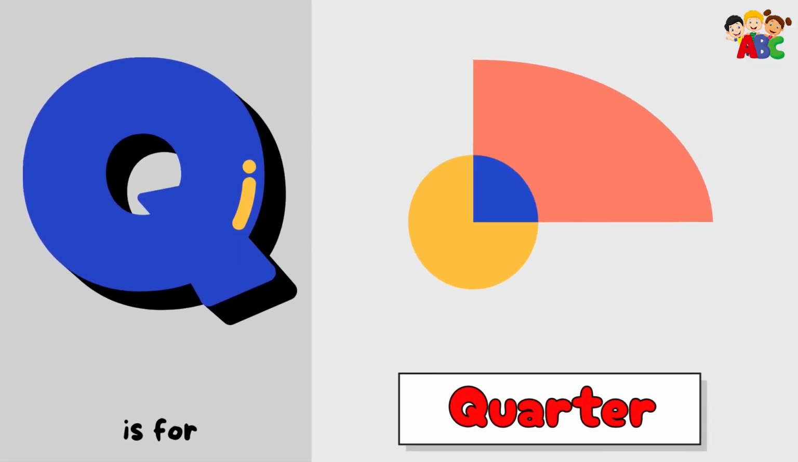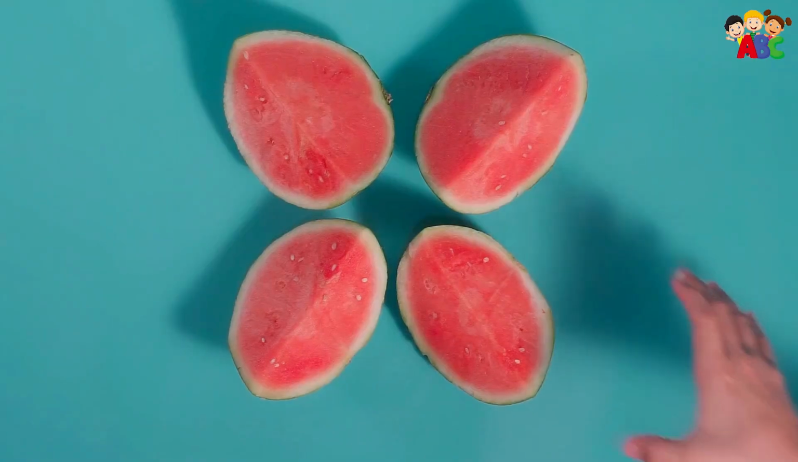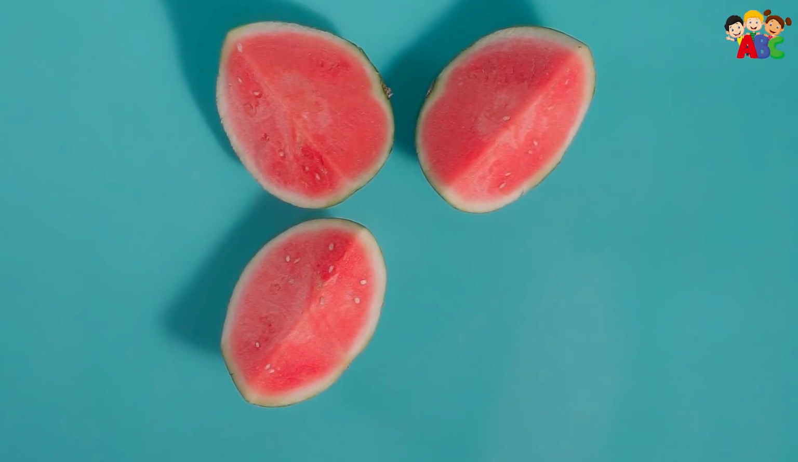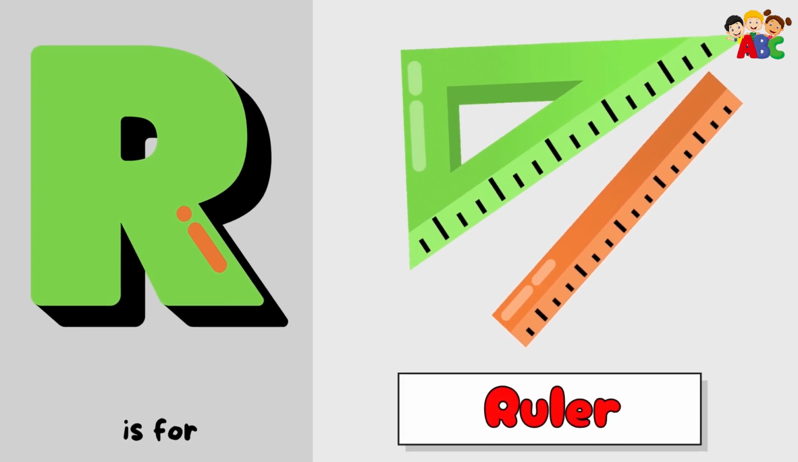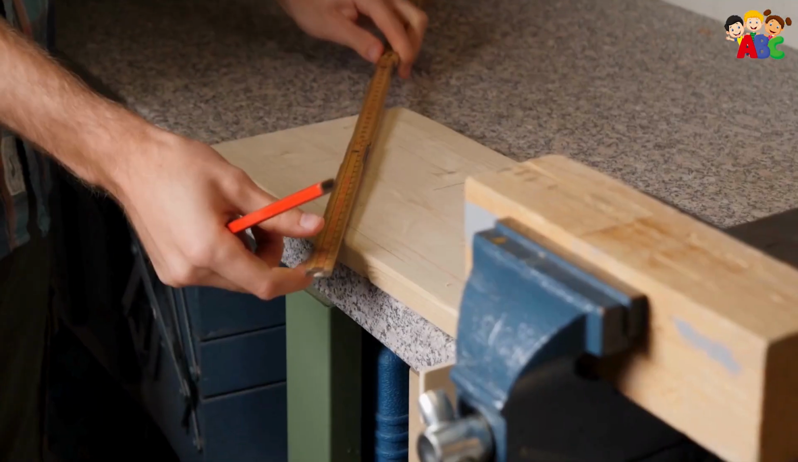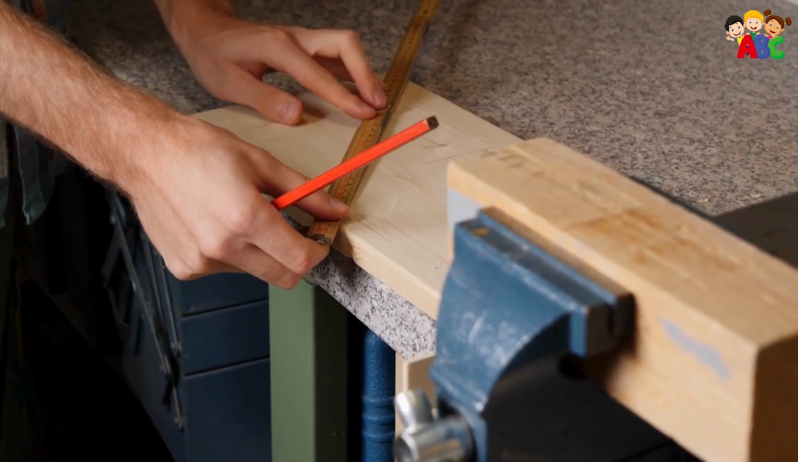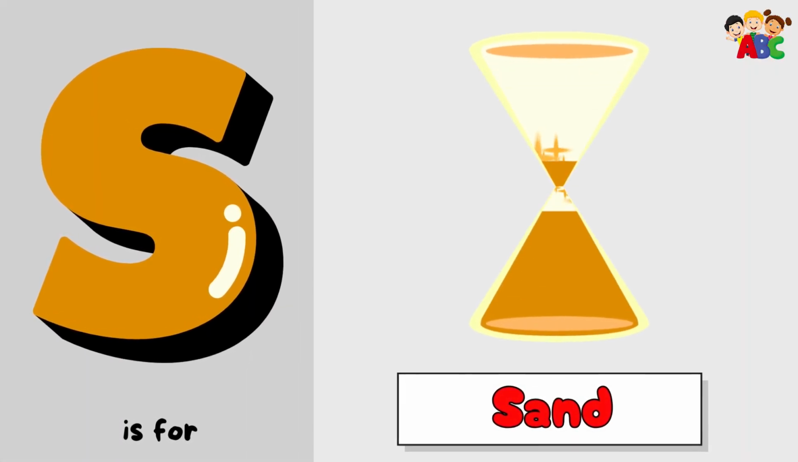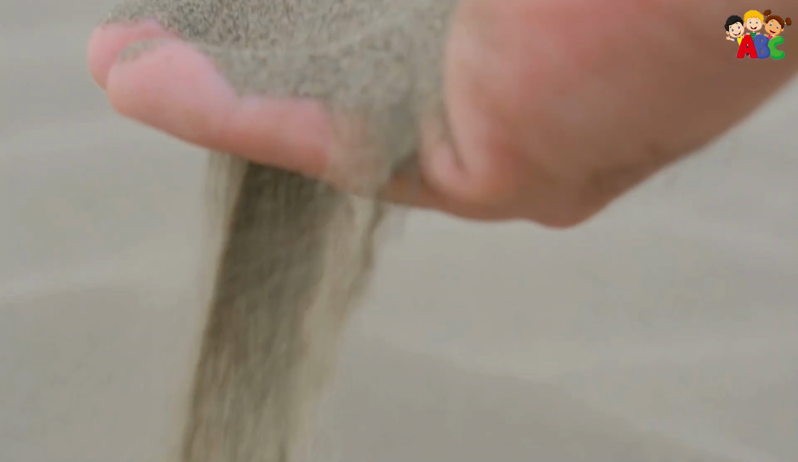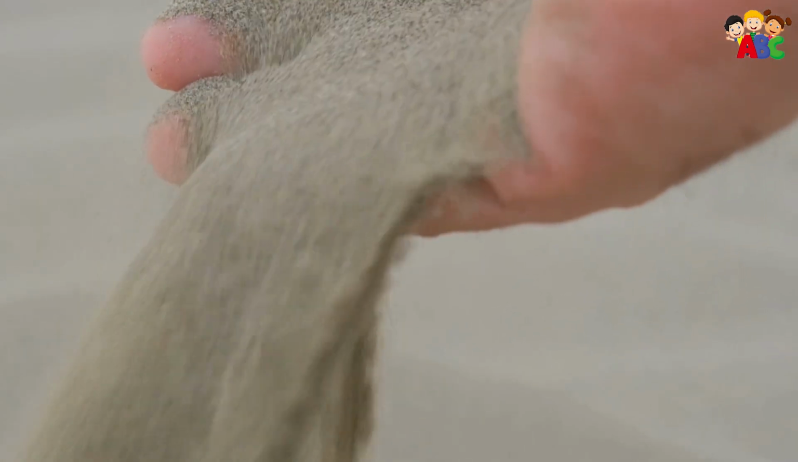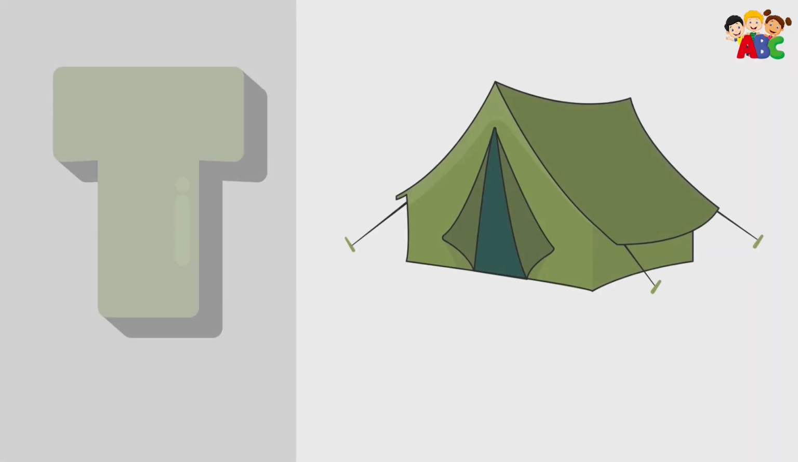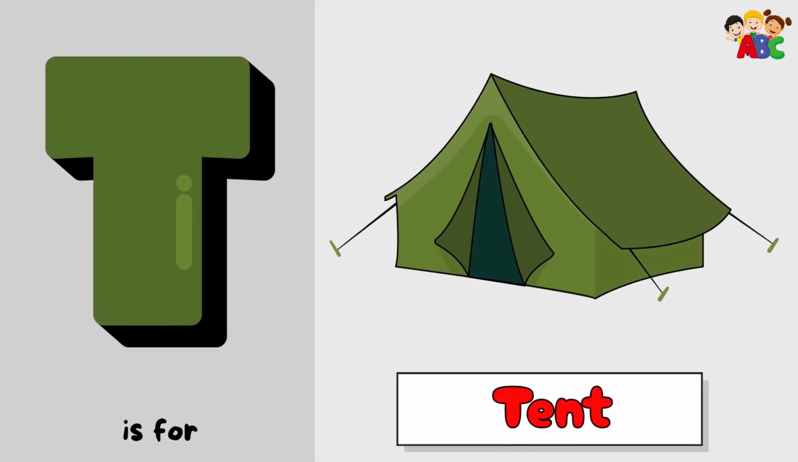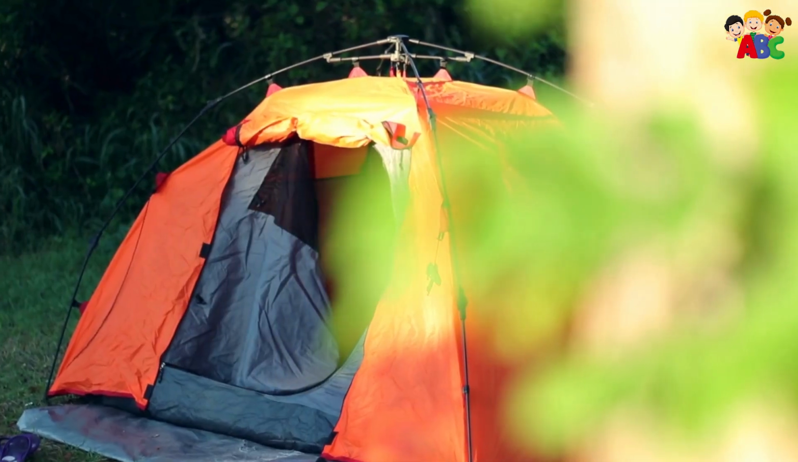Q for quarter. Quarter. R for ruler. Ruler. S for sand. Sand. T for tent. Tent.